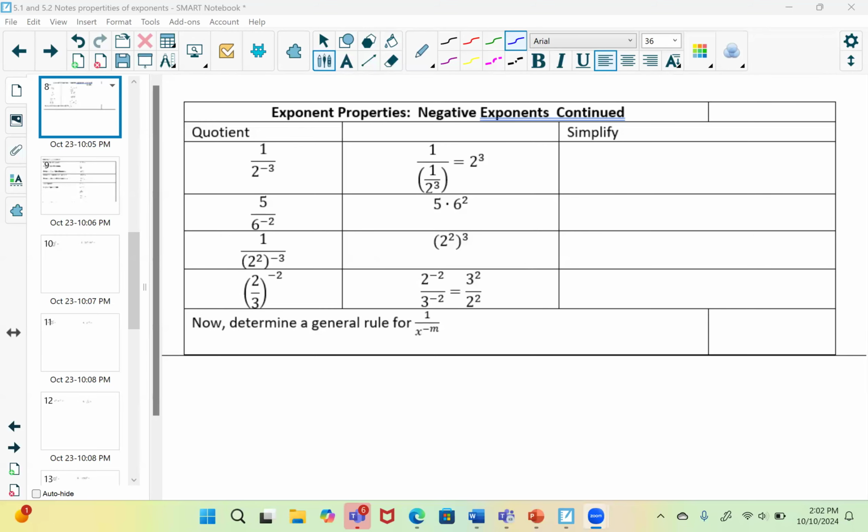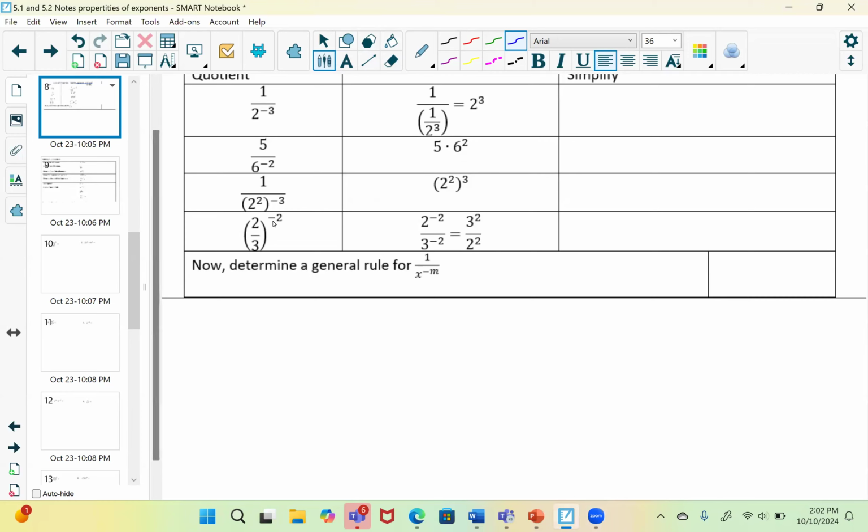Okay, so what happens if we have a negative exponent in the denominator? How do we handle that? We said in the last video that 2 to the negative 3 is the same thing as 1 over 2 cubed. So if I have a negative exponent, we can move it to the denominator and make that exponent positive. And then if there's nothing else, we put a 1 in the numerator.